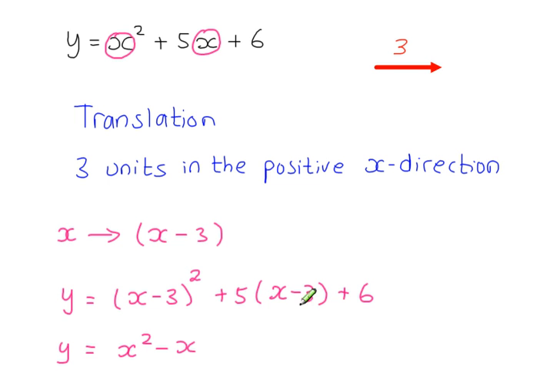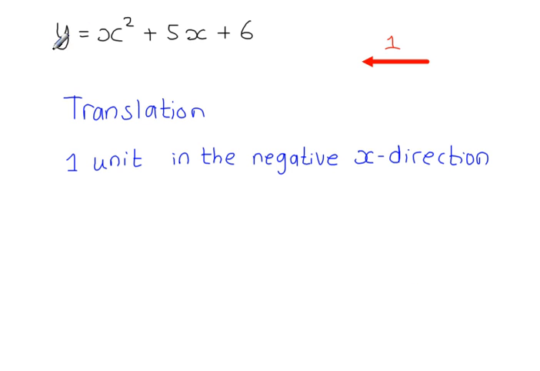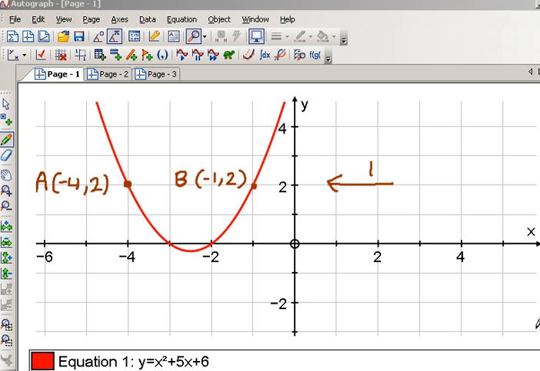But the key thing to remember here is you're replacing x in the original equation with x - 3. So here and here. Starting with the same curve again, this time I'm going to apply a translation of 1 unit to the left, so a 1 unit in the negative x direction. Okay, so moving this graph to the left by 1 unit, so point A should end up at -5, 2, and B should end up at -2, 2.